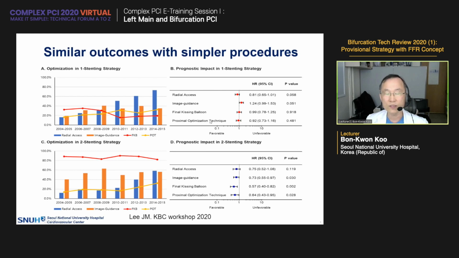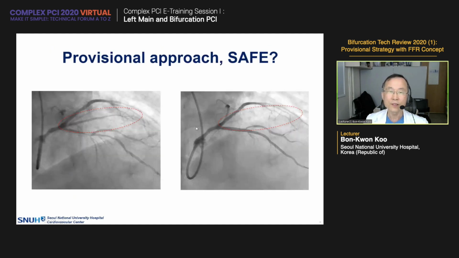So you can still choose these procedures, but even with a much simpler procedure, even without this optimization technique, you can have a similar outcome to those without. Some may argue about the safety. So this moderate size branch has gone after crossover simple stenting.